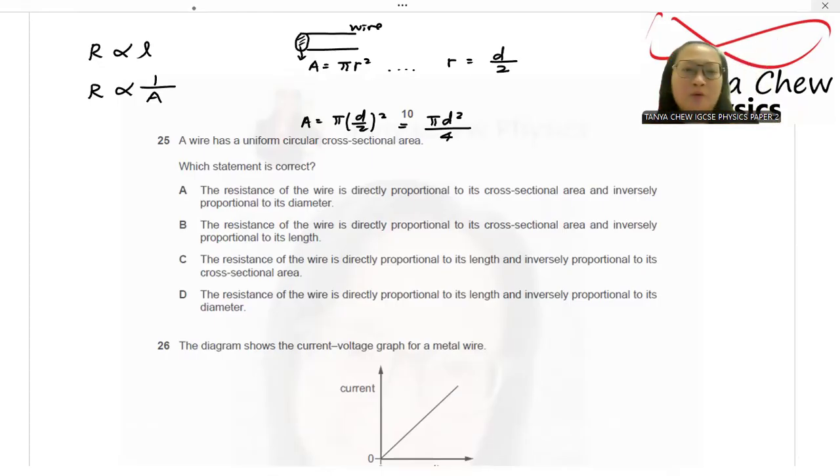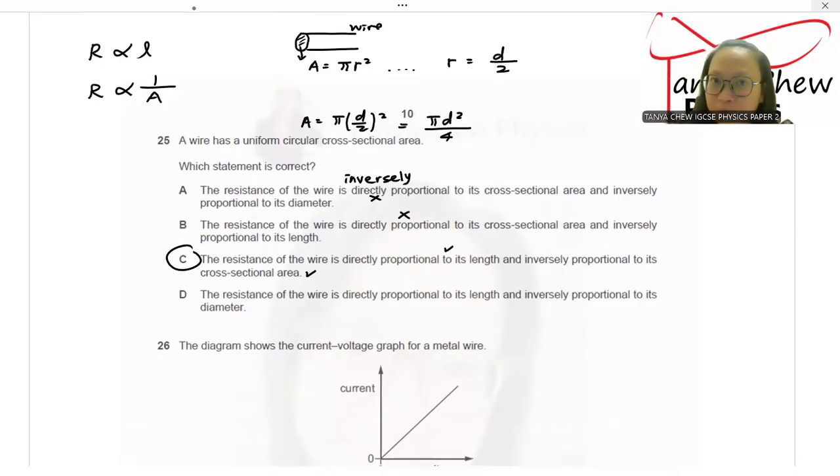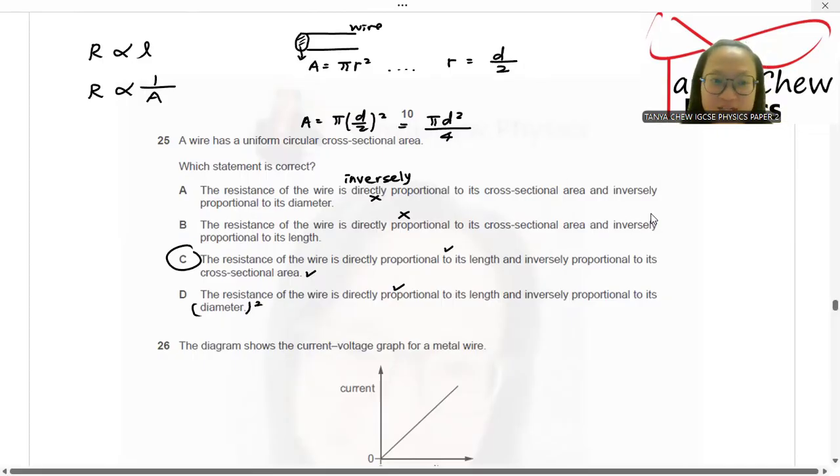Now, let us look at the statements one by one. A, the resistance of the wire is directly proportional to the cross-sectional area. No, it is inversely proportional. This is wrong. B, the resistance of the wire is also wrong. C, the resistance of the wire is directly proportional to the length, which is correct, and inversely proportional to cross-sectional area. C is the answer, but I'm going to prove D is wrong. Resistance of the wire is directly proportional to the length, but inversely proportional to diameter? No, not diameter, but diameter squared. Therefore, the answer is C.